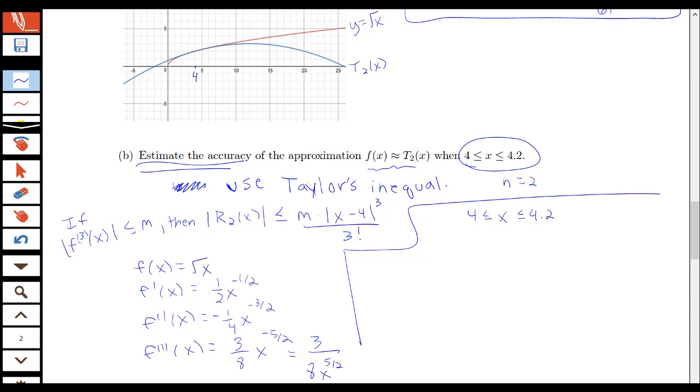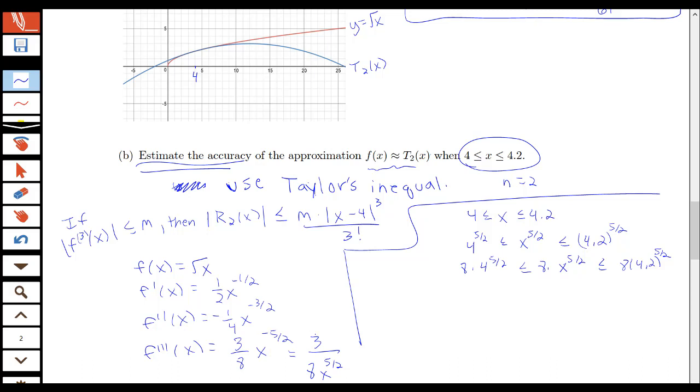So if I take these values here, I want it to look like this 8 x to the 5 halves. I could take each piece of this inequality and raise it to the 5 halves. So I could have 4 to the 5 halves is less than or equal to x to the 5 halves is less than or equal to 4.2 to the 5 halves. We can multiply each piece here by 8. So I have 8 times 4 to the 5 halves, 8 times x to the 5 halves, 8 times 4.2 to the 5 halves. So notice that's preserving everything in my inequality.